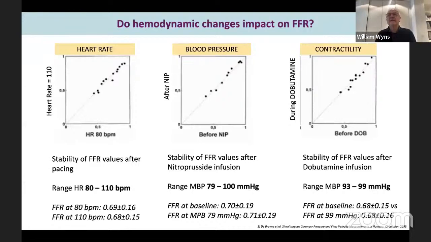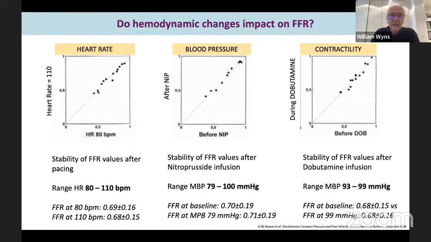Another question you had is, what is the range of heart rate, blood pressure, contractility where the measurements are valuable? And we did that very early on, and that's the data. Left is heart rate, so we change heart rate with pacing between 80 and 110. In the middle, blood pressure. We changed it with nitroprusside, 79 to 100, mean blood pressure. And we also acted on contractility, where we had a smaller range of blood pressure, but still very significant different doses of dobutamine in the same patient, and measuring FFR in the same lesions under those different conditions.